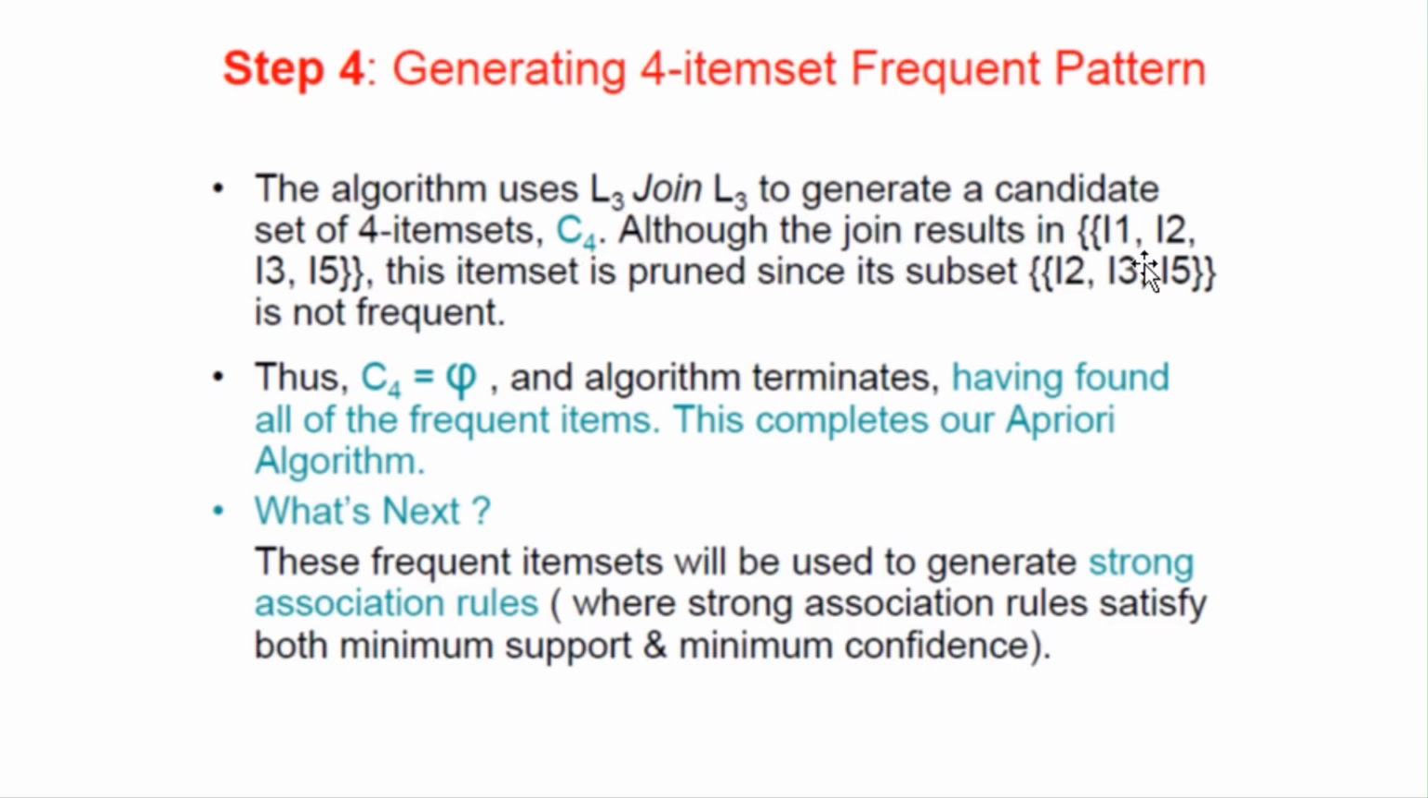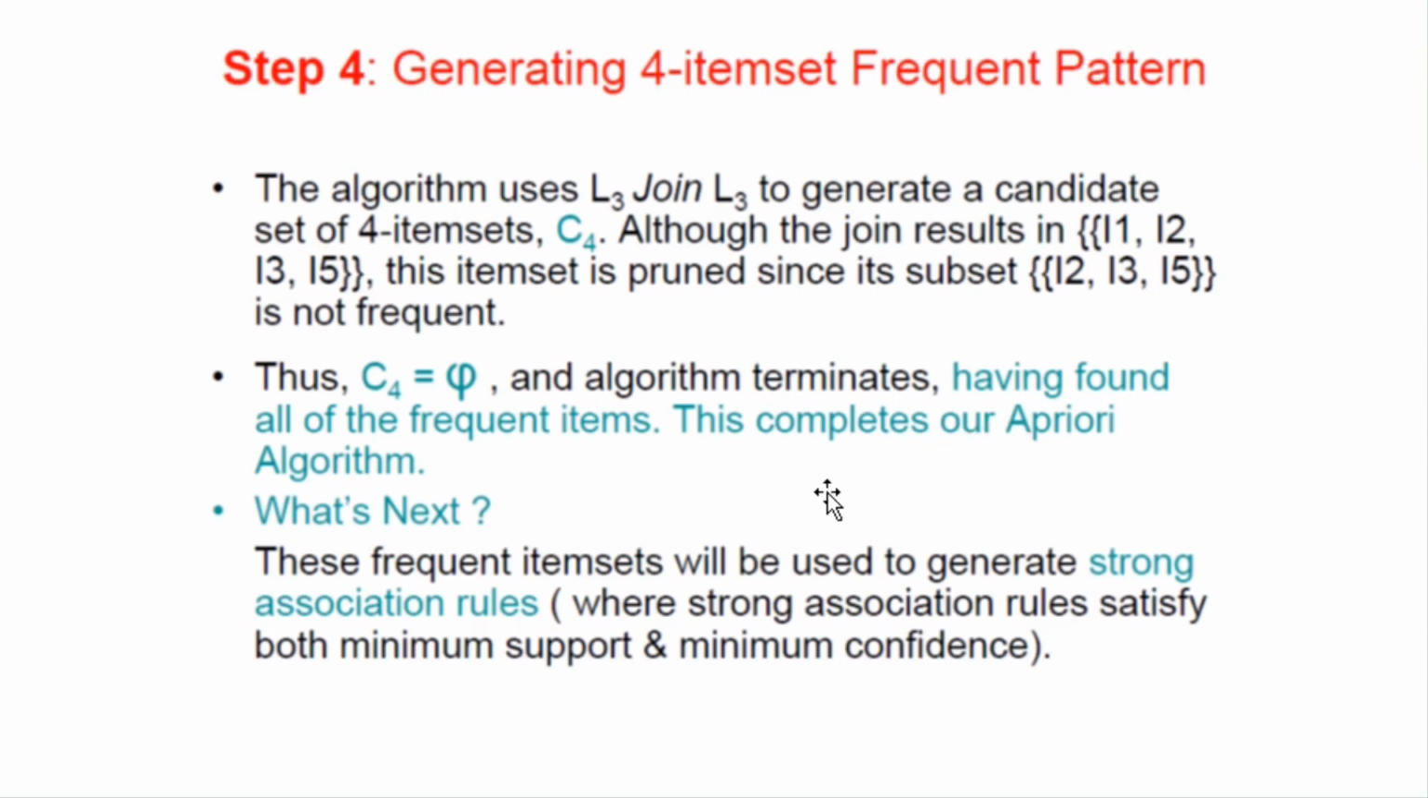Although the join results in I1, I2, I3, I5, this item set is pruned since its subset I2, I3, I5 is not frequent, and thus C4 is a null set, and the algorithm terminates here. Having found all the frequent items, this completes our Apriori algorithm.